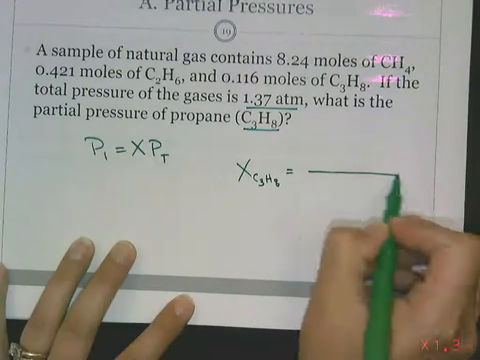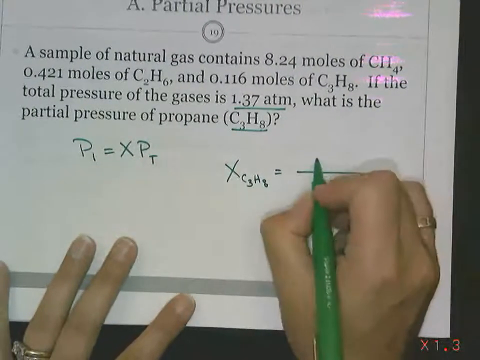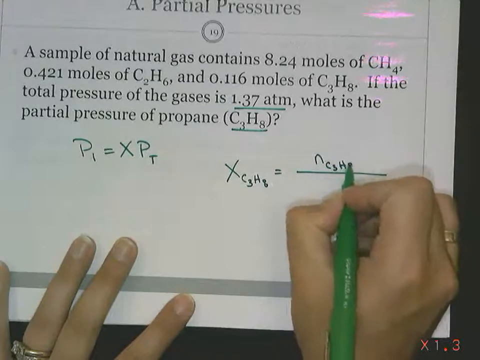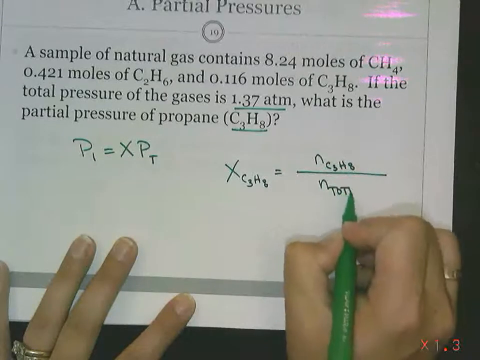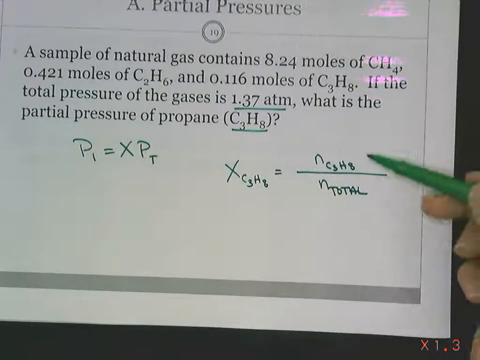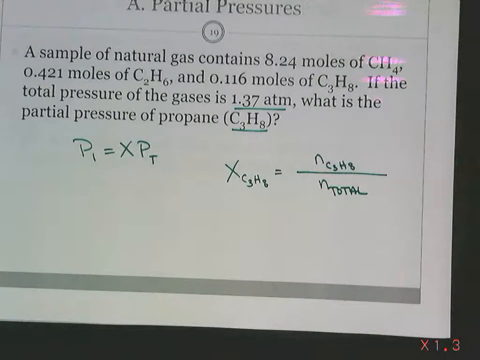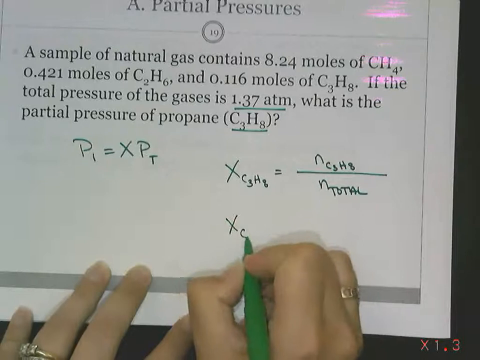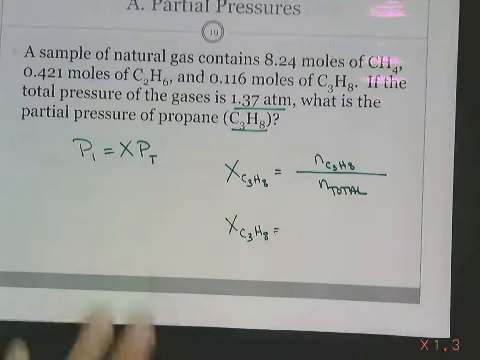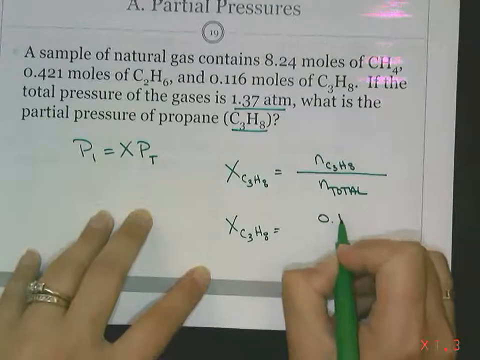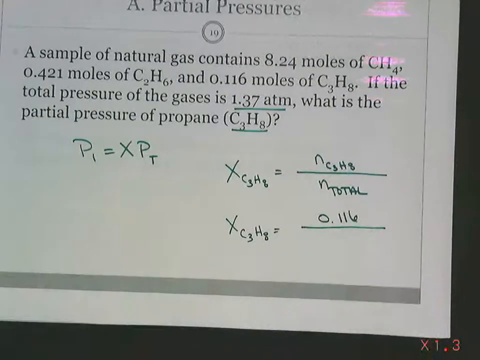So that's going to be the number of moles of just this over the total number of moles. All right, so which numerical value should I put on the top of my fraction? Yep, 116. Then how do I go about figuring out the total number of moles? Add them all together. Good. All right, so tricky math so far, right?